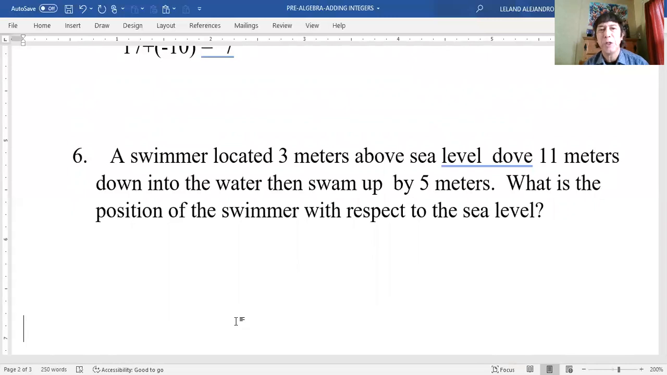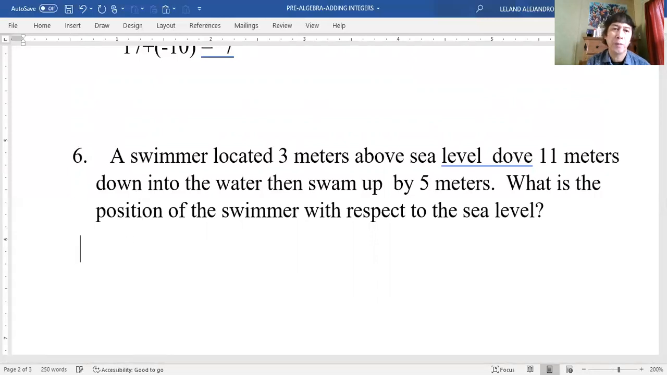Okay. In solving problems like this, we will have to have some reference point, which we will set to 0. In this particular example, the sea level must be the 0. And then above this should be positive. And below this should be negative. So if you're going to read the problem, swimmer located 3 meters above sea level. So that means the swimmer is already above the sea level. It's a positive 3.